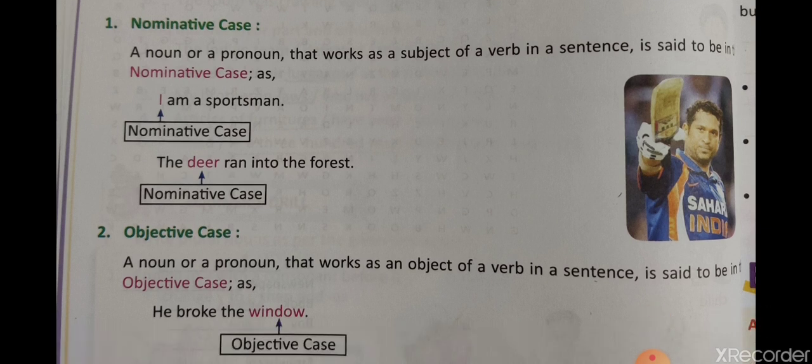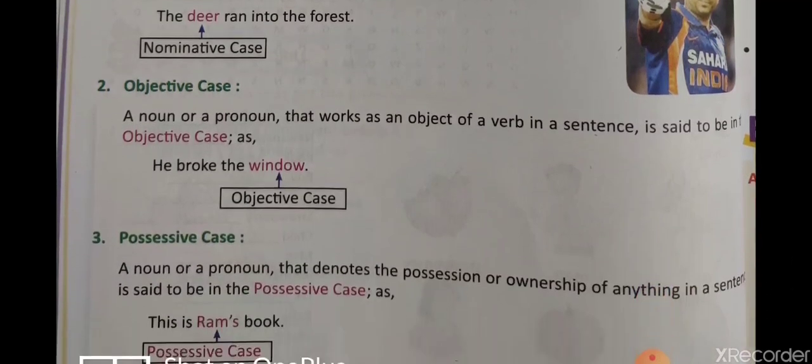Alright. The second thing is the objective case: a noun or pronoun that works as the object of a verb in a sentence is said to be the objective case. In objective case, the noun and the pronoun act as the object of the verb. And what is an object? It is the thing we are talking about, the particular subject.